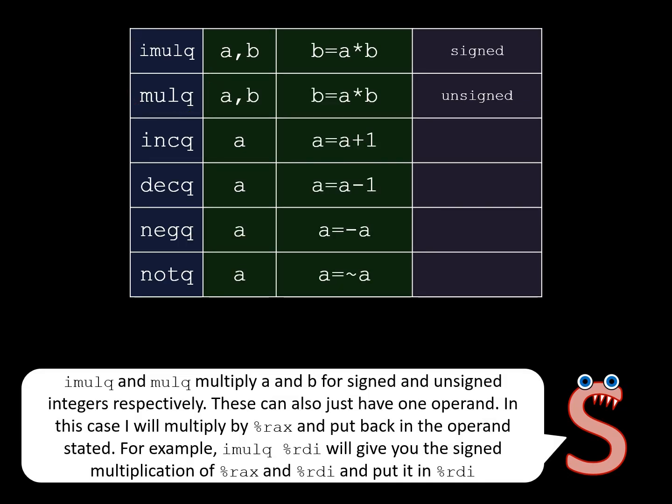IMULQ and MULQ multiply A and B for signed and unsigned integers respectively. These can also just have one operand. In this case, I will multiply by %RAX and put back in the operands stated. For example, IMULQ %RDI will give you the signed multiplication of %RAX and %RDI and put it in %RDI.